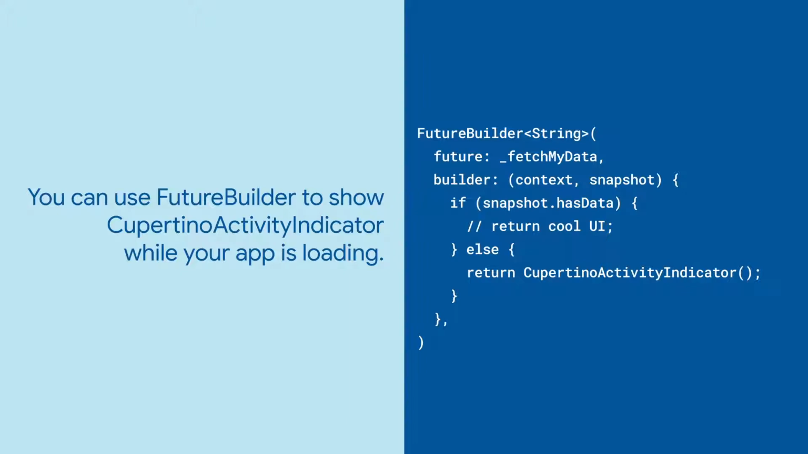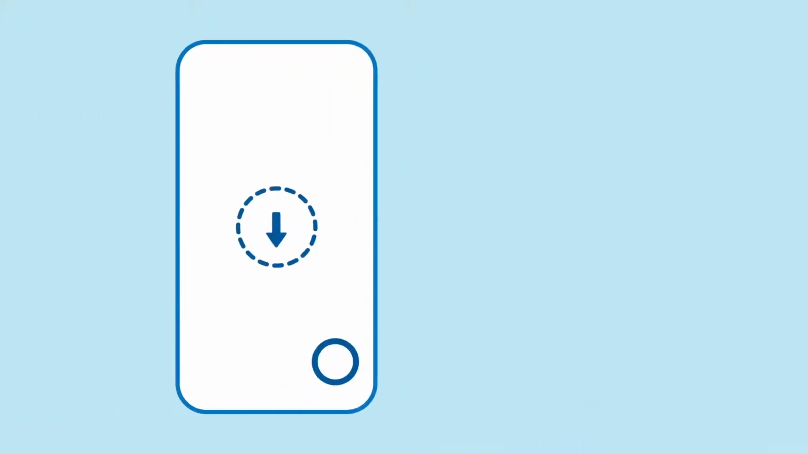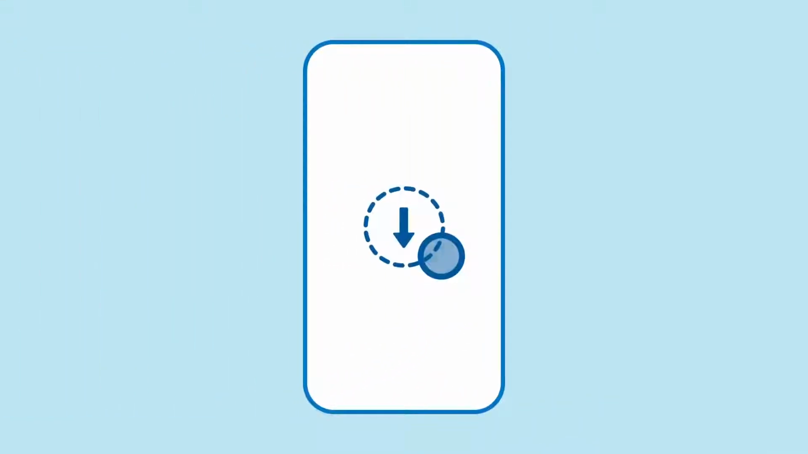CupertinoActivityIndicator is especially useful for awaiting non-deterministic behavior. So one way to incorporate it into your app is to wrap it in a FutureBuilder. This way, CupertinoActivityIndicator will appear while your app is loading data and disappear when your data is ready.